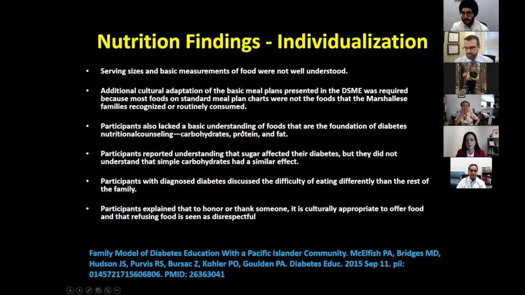What we found, and I'm sorry, I'm rushing through these last couple of slides, I want to keep to time, was that in terms of individualization, there was difficulty around understanding of portions of food. And there was a real problem for this group in terms of being able to make changes as an individual, because as a culture, it is seen as disrespectful to eat separately from the rest of the family or to refuse food that's offered as well. And that was a real big thing that came out of this.